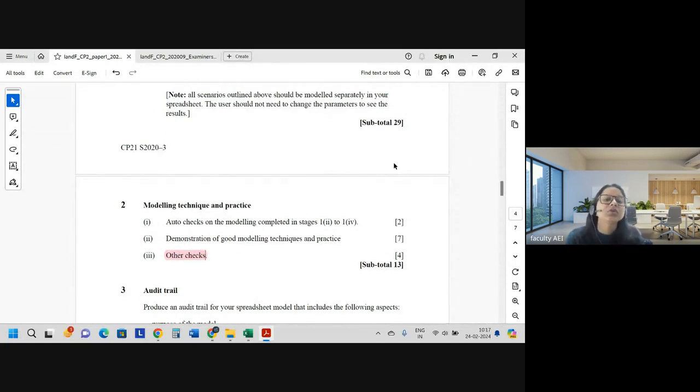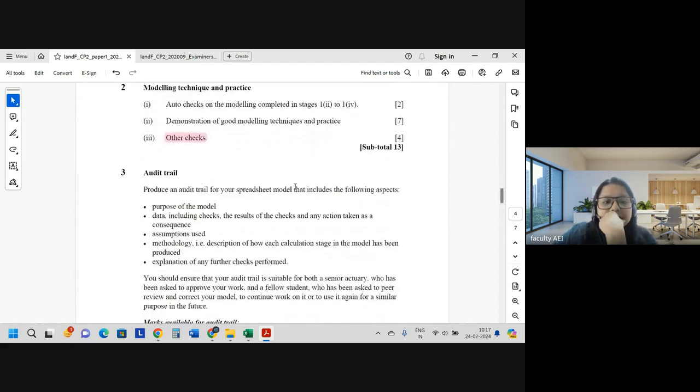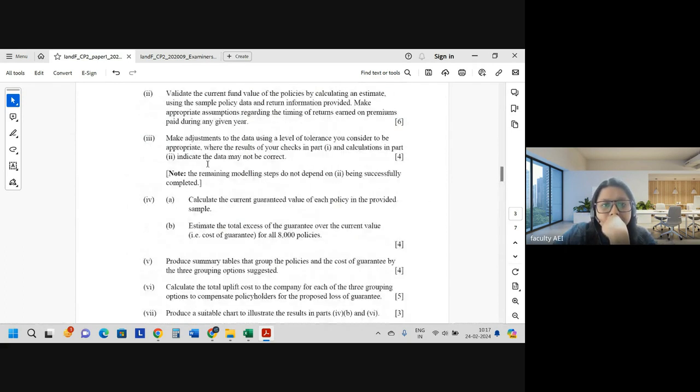But they might also include the reasonableness checks in the spreadsheet as well, so that depends on the paper. If they have included the other checks in the spreadsheet portion, then make sure you write the reasonableness check in the spreadsheet as well and copy paste that into your Word file. So this is something we'll do. Let's start with the question now.